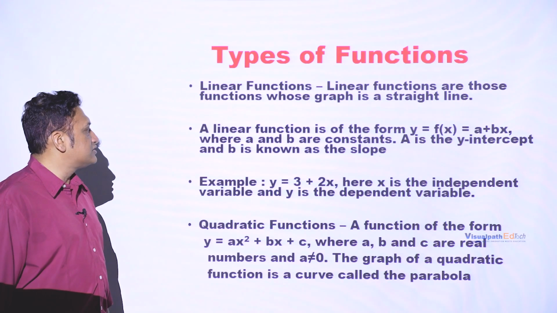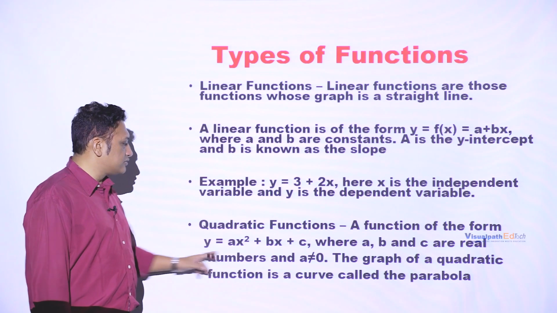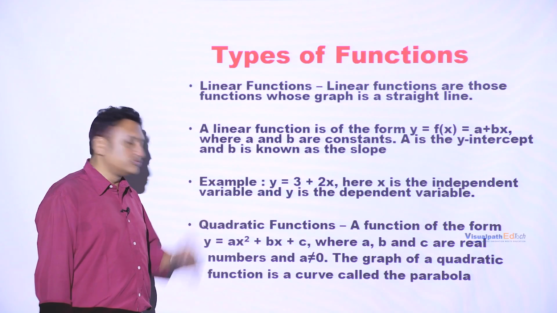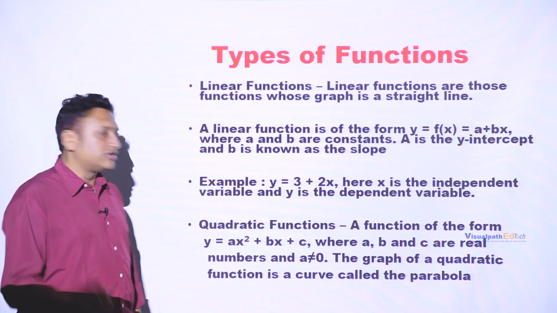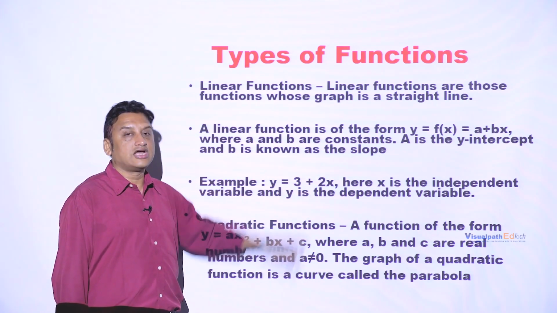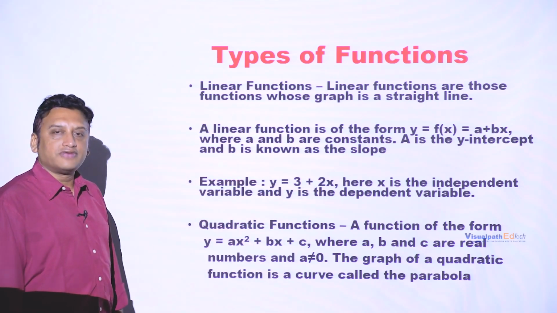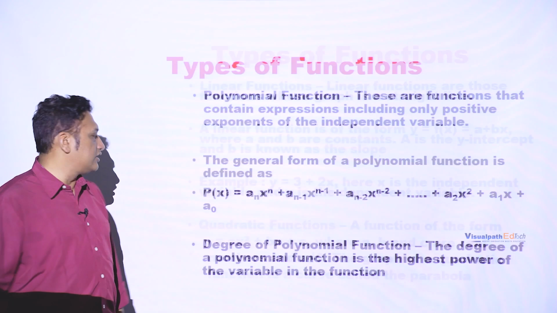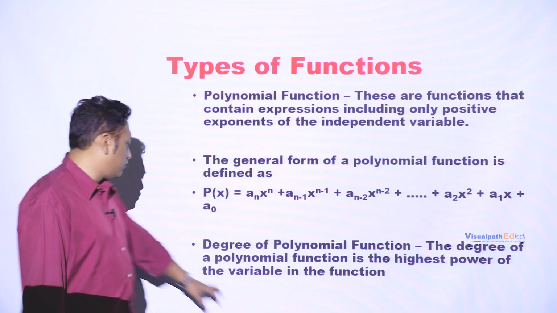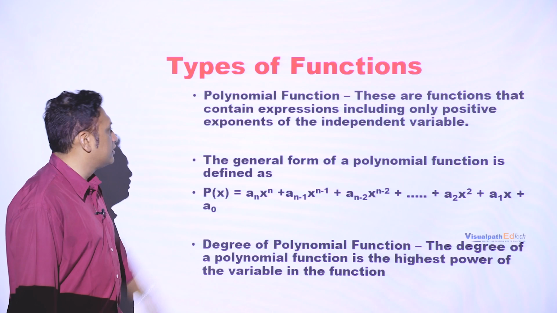If we go to our previous slide, suppose I ask you what is the degree of this polynomial, y is equal to ax square plus bx plus c? The answer is 2. 2 is the highest power of the independent variable x. What is the degree of this polynomial, y is equal to 3 plus 2x? The answer is 1, because 1 is the highest power of the independent variable. So, whenever we ask about the degree of a polynomial, it means the highest power of the variable present in the function. Okay. So, that is the degree of a polynomial.